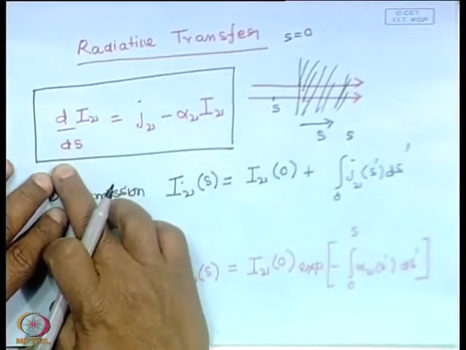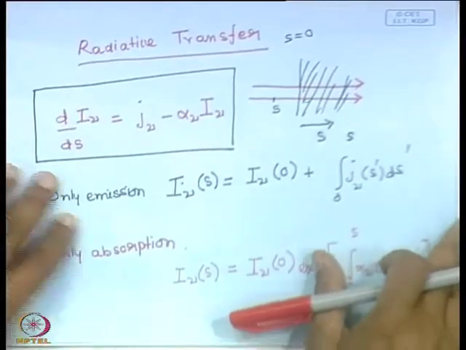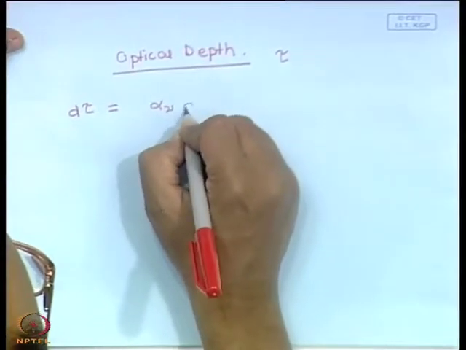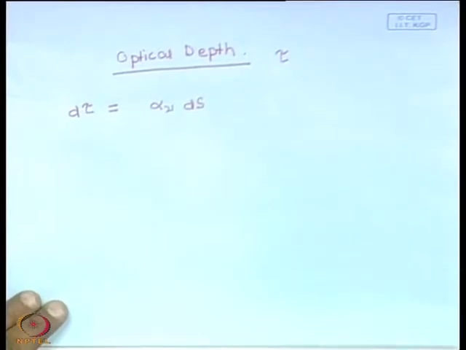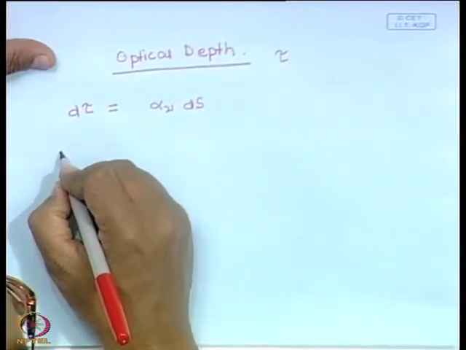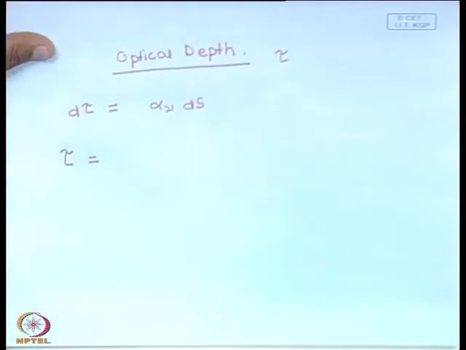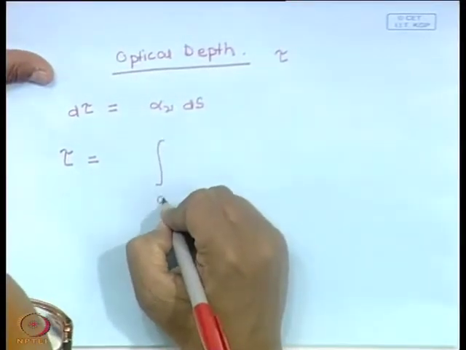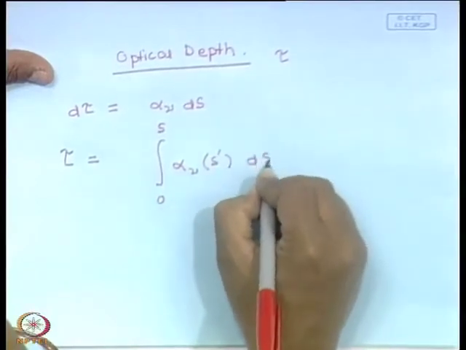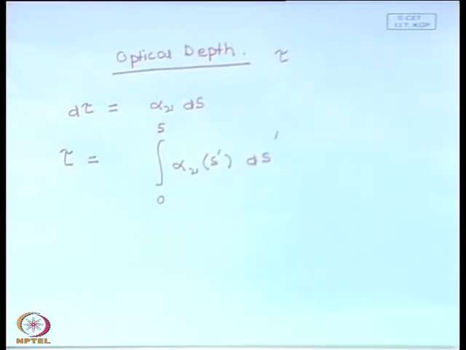If I divide this equation with the absorption coefficient alpha nu, then over here we have d tau is equal to alpha nu ds. Okay. And tau is the optical depth. So, we can integrate this and determine tau. So, tau, the optical depth, is a function of s obviously, and it is the integral from 0 to s of alpha nu(s') ds'. This is the optical depth.